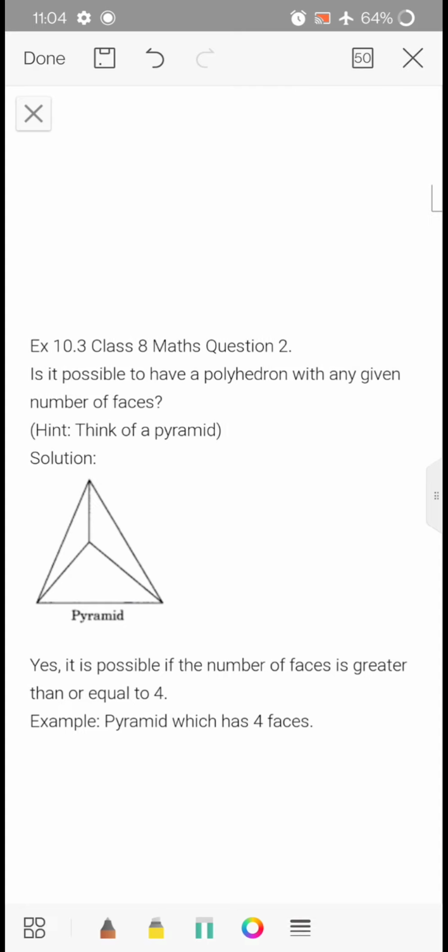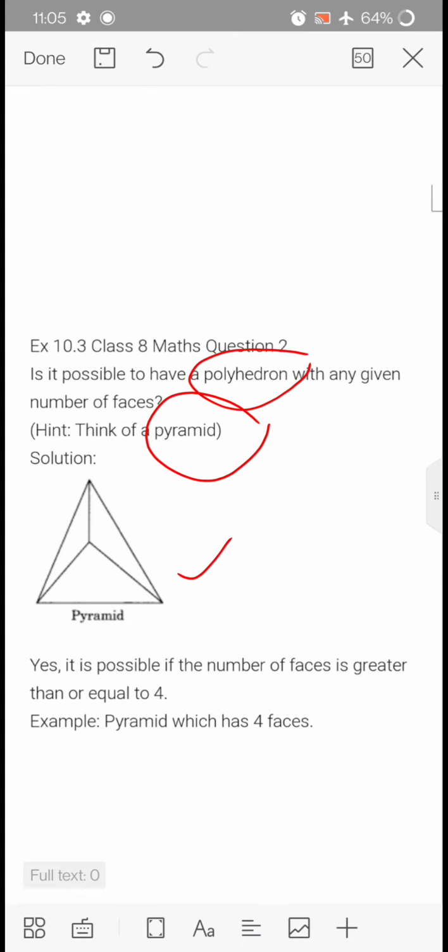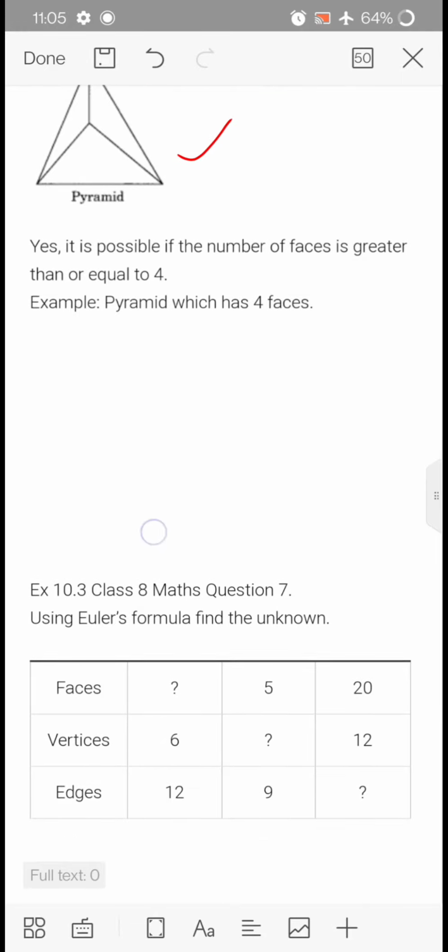Is it possible to have a polyhedron with any given number of faces? They have given you a hint related to pyramid. So it looks somewhat like this. Pyramid can be with these triangular faces. So yes, it is possible if the number of faces is greater than or equal to 4. Means yes, polyhedron is possible if it is having 4 or more than 4 number of faces. So here they have given an example of pyramid which is having 4 faces. So this is about the question 2.